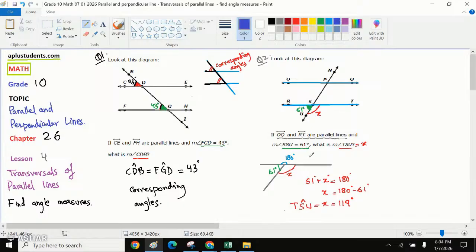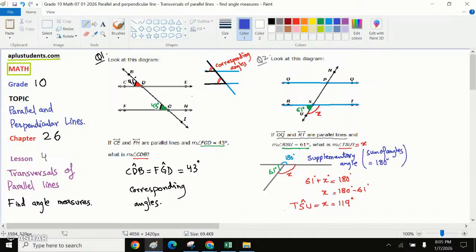These angles are known as supplementary angles. Where the sum of the angles would always be equal to 180 degrees.